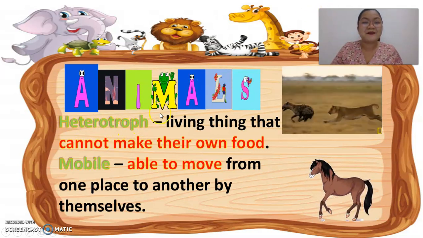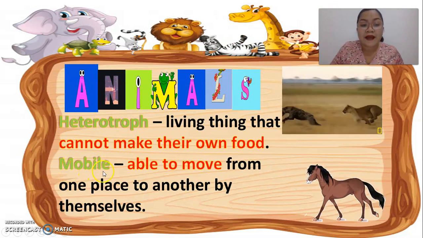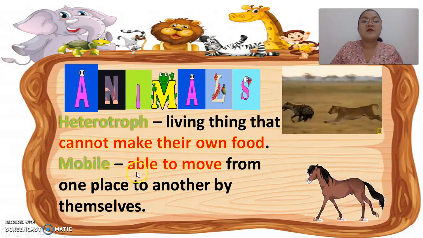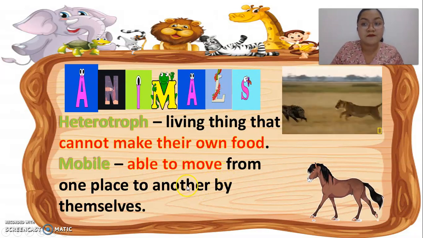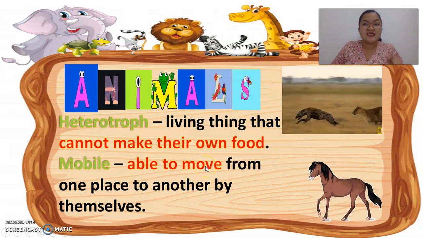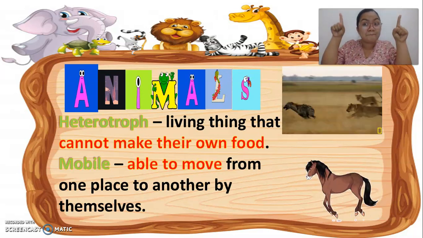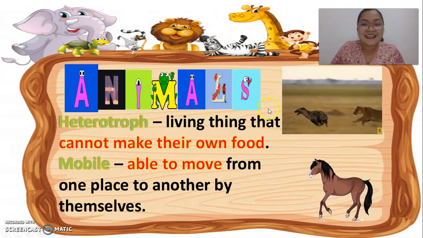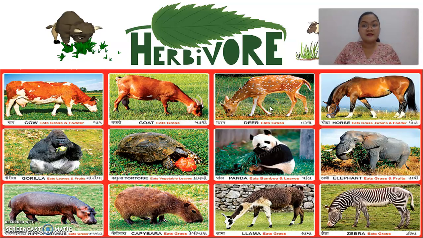Good job. Alright, next, animals are called mobile. Can you say mobile? Good job. So mobile are able to move from one place to another by themselves. When we say mobile, these are living things that can run, can fly, can jump, and can walk. Very good. Next, let's go to our next topic, which is the other living things.